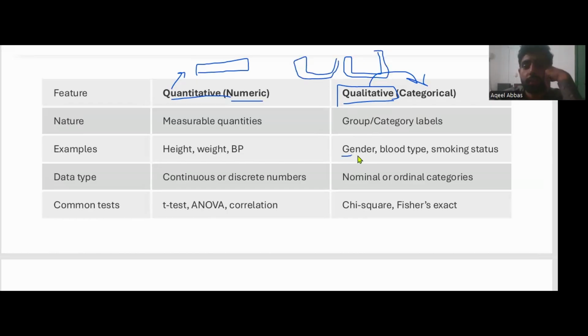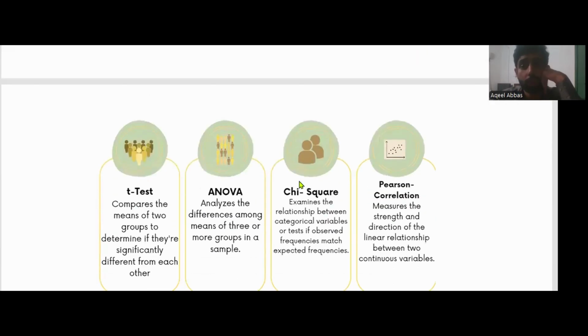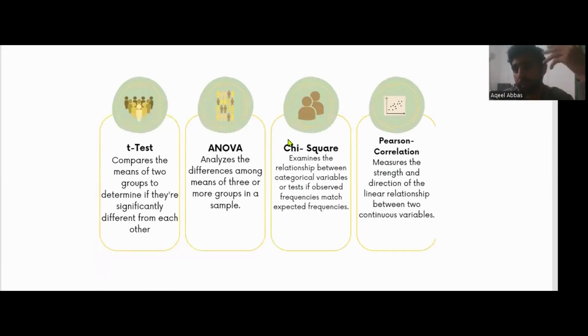So let's say we are thinking about gender. Gender can go into two buckets, either male or female. Blood group can go into bucket A, bucket B, bucket AB, or bucket O. Depending upon the type of these variables, we apply different tests of statistical significance.